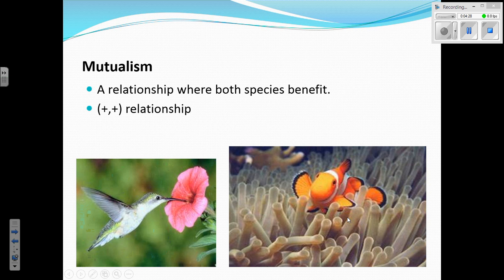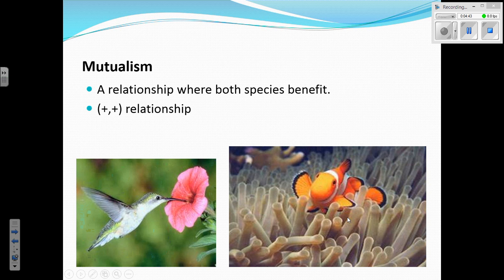And then there's mutualism. Mutualism is a relationship where both species benefit. So it's a plus-plus relationship. We got two plus signs here. So the organisms that are involved in the relationship are mutually benefiting, hence the name mutualism.